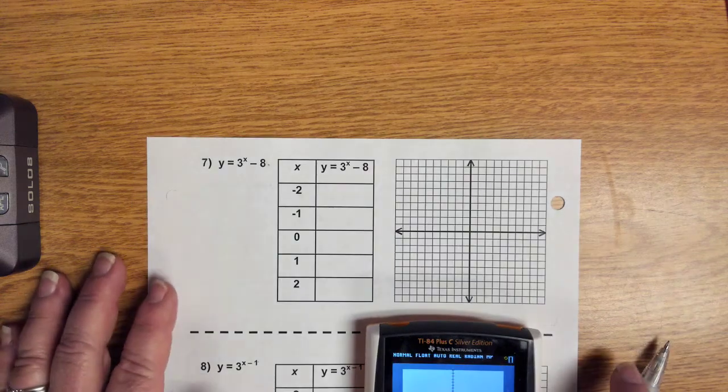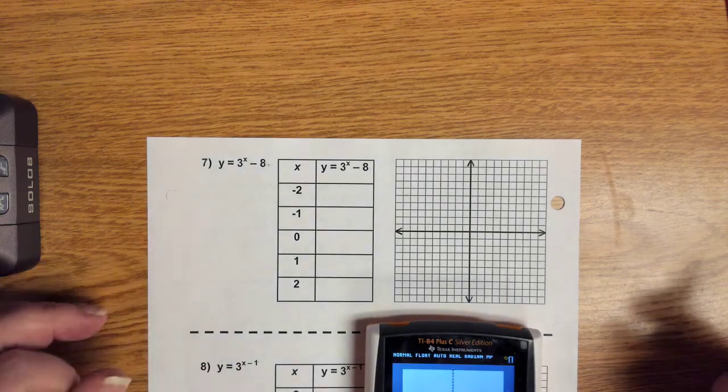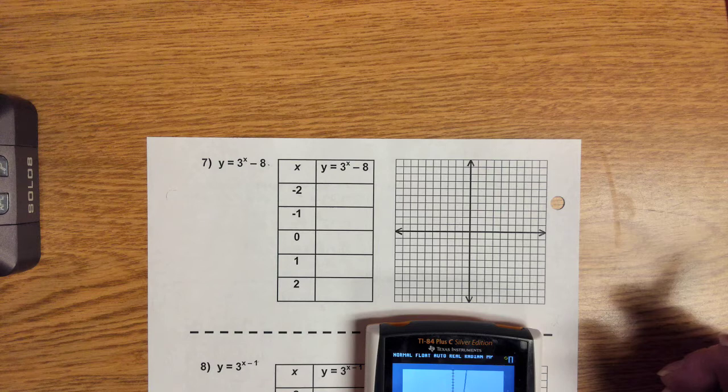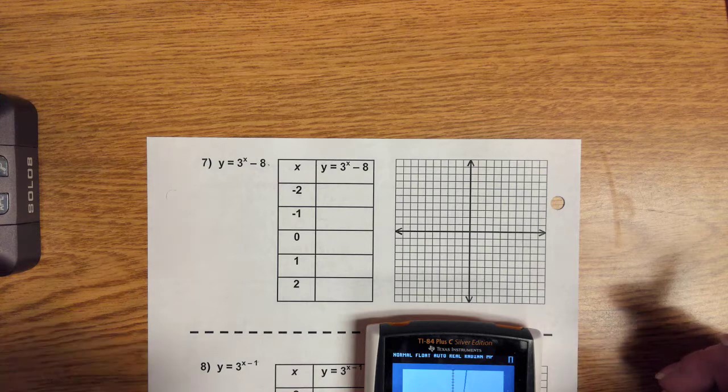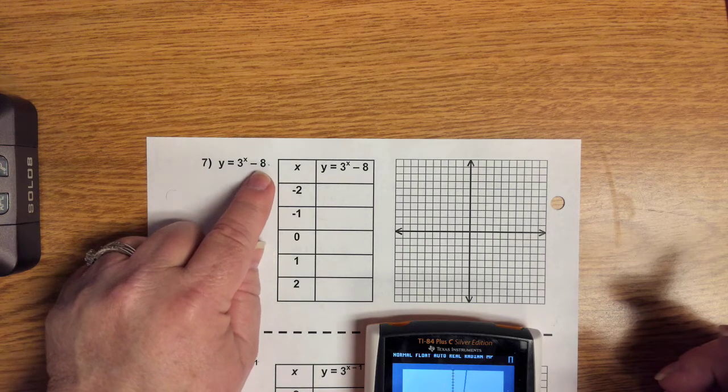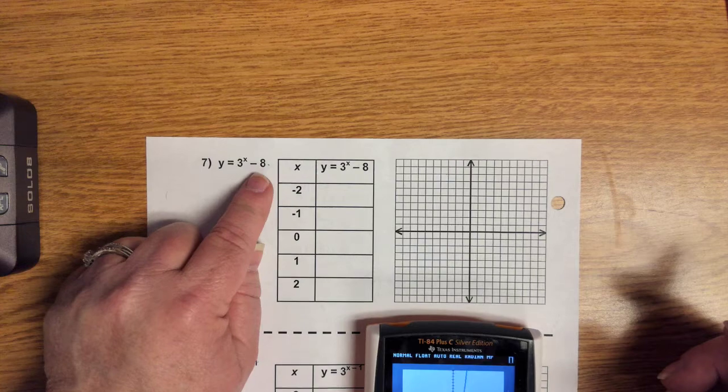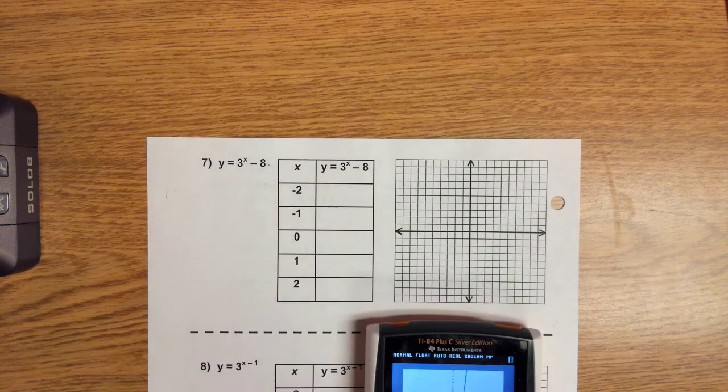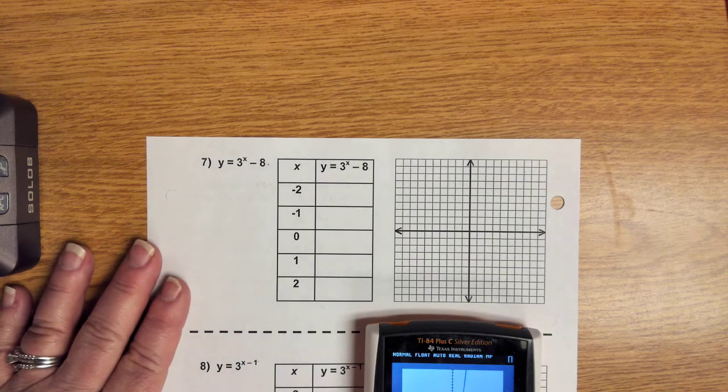It's never gonna go below -8. That is correct. And why does it not go below the x-axis on the other ones? Because instead of an 8, what do you have? A 0. The x-axis is where y is 0. Very good. So we're seeing some patterns, aren't we?